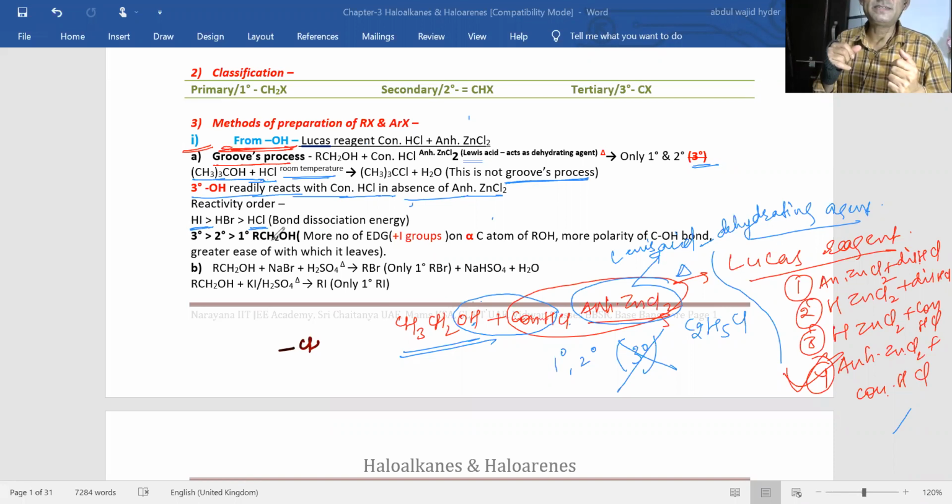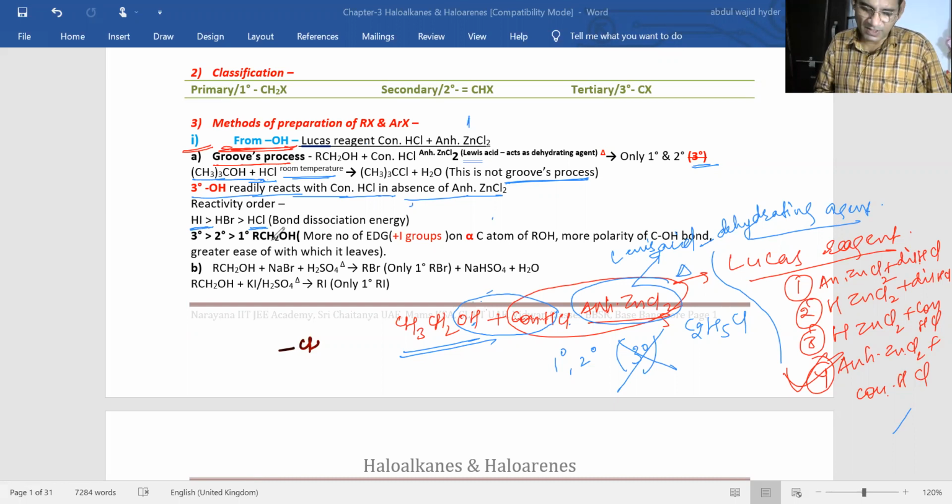What about H and Cl? Their difference in size is not that much as in the case of H and I. So the dissociation of H and Cl will be a little more difficult. So obviously their activation energy will be more and the reaction won't be possible or will be very, very slow.